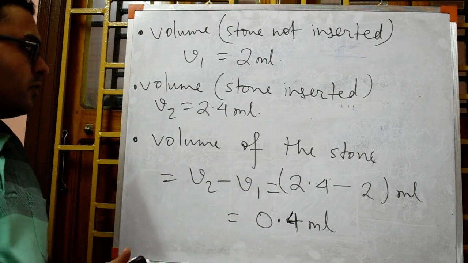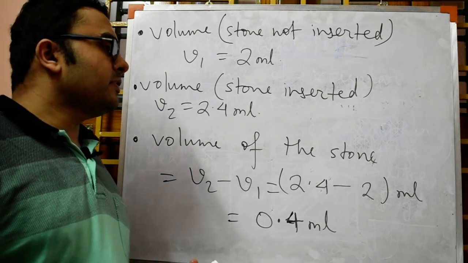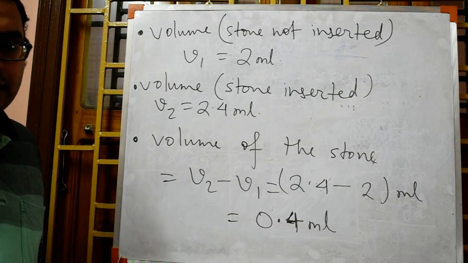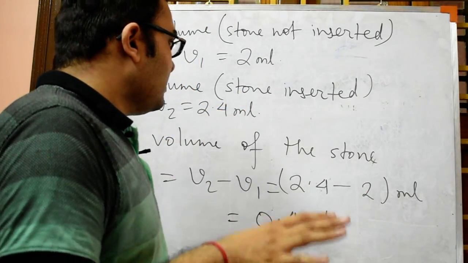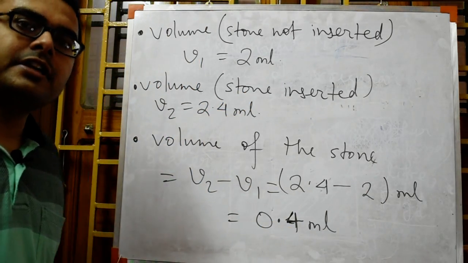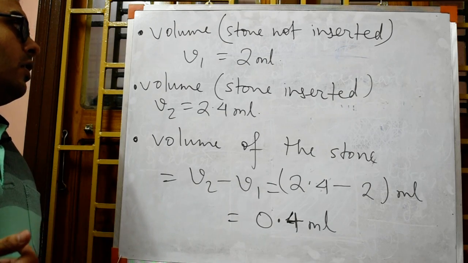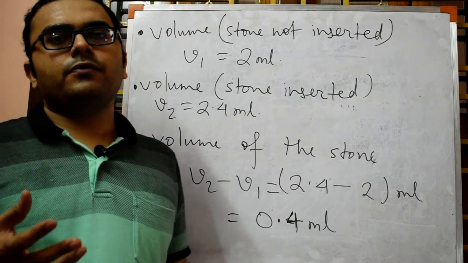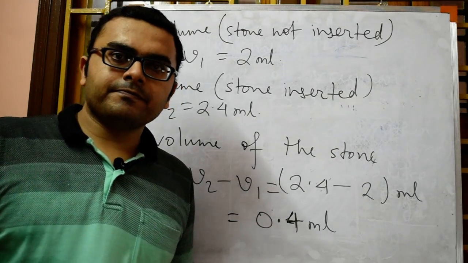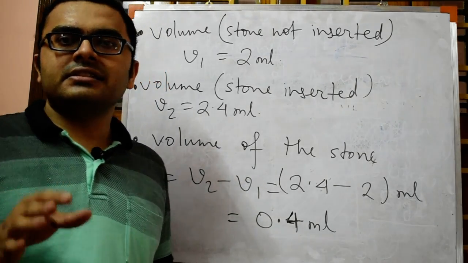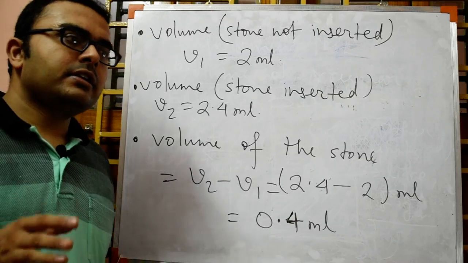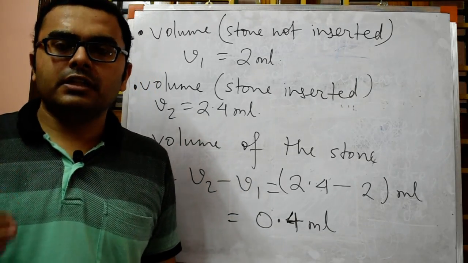First of all, just conclude this part: in order to determine the volume of an irregular solid like a stone, we have taken a graduated beaker, or it may be a graduated cylinder also. You first observe the volume of water when the stone is not inserted, then you slowly insert the stone, or just sink the stone in the water. Definitely there will be a rise in the level of the water.